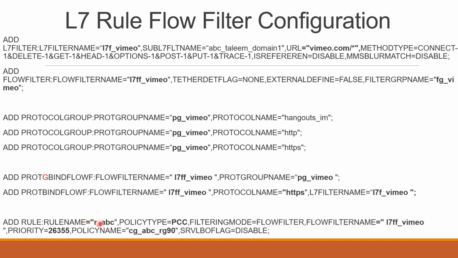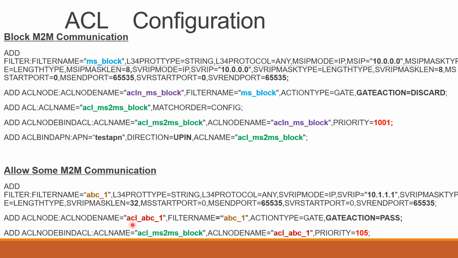Next is to add a rule. So we create a simple rule. Its policy type is going to be PCC. Its flow filter name is going to be the same flow filter which we created here. Its priority we assign, and we assign a policy name to it, that is, which policy is going to be applicable to it, by which it is going to be charged, and by which any specific action, if applicable, is going to be applied to it. The rest of the part remains the same.